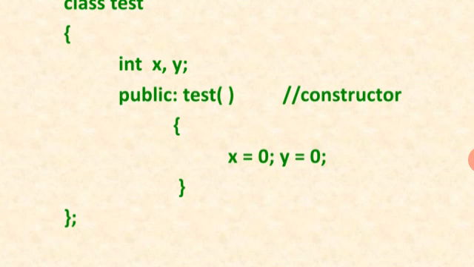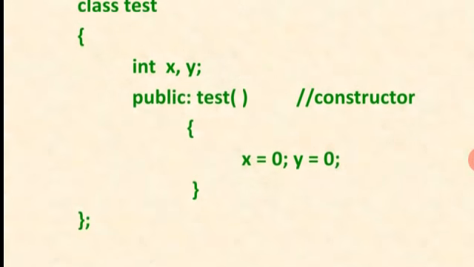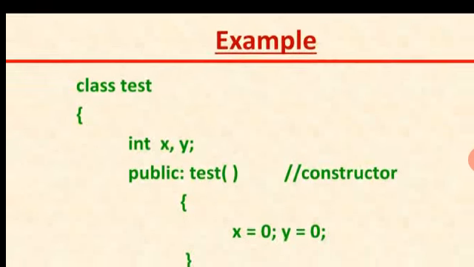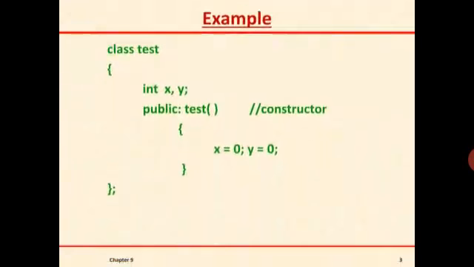The name of the class is test here, and here the function name is also test, so it is a constructor. Now this constructor has two variables x and y. The values we have given here are x is equal to 0 and y is equal to 0, which means the initial or starting value of our variables x and y is 0. This is initialized in this constructor. So this is just one simple example to understand.